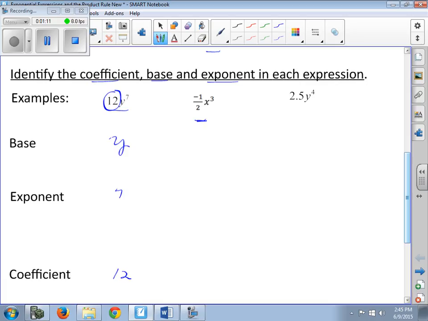Our second example, the base is x, the number out front is negative 1/2, it's the coefficient, and the exponent is 3. And on our third example, 2.5y to the 4th, the base is y, the number out in front, the coefficient, is 2.5, and the exponent is 4.